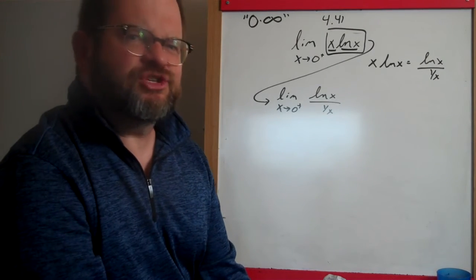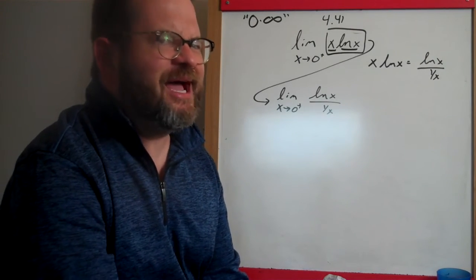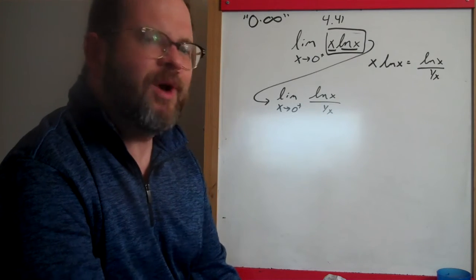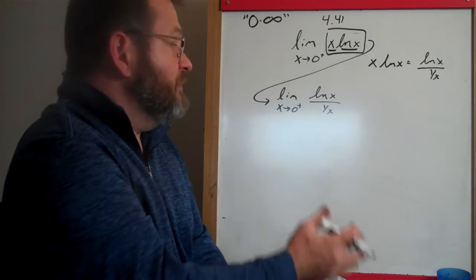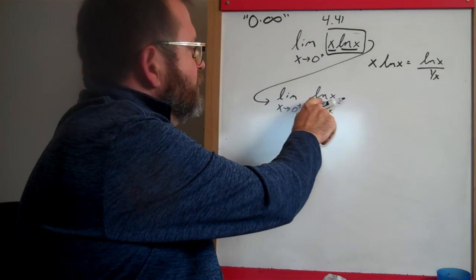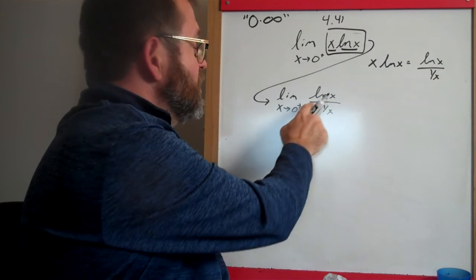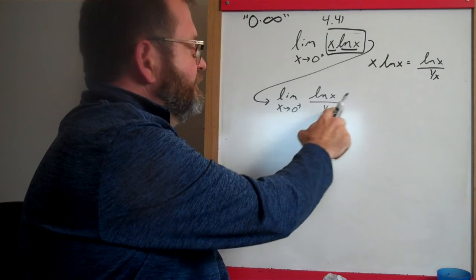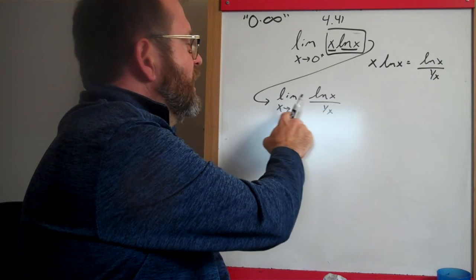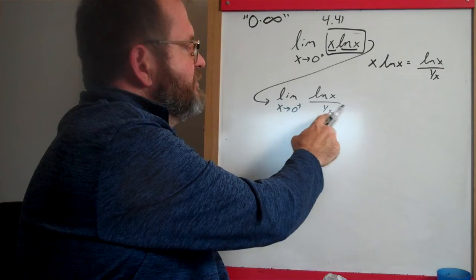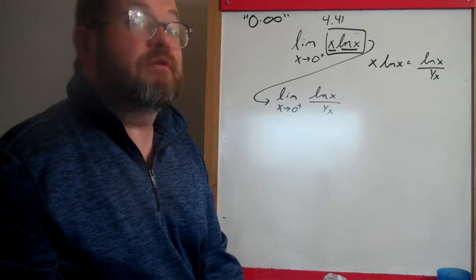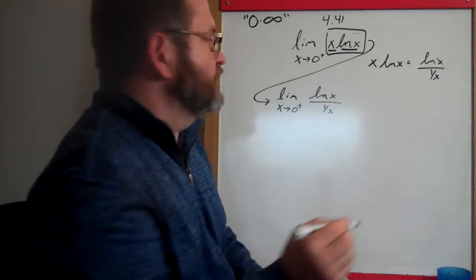Doesn't that feel a little bit like a trained dog at a dog show jumping through a hoop? Yeah, it kind of does. That's quite the little trick we just did there. But by doing it, look what we got here. If we just tried direct substitution, natural log of 0 is negative infinity. Plug in here, 1 divided by 0 is infinity. We got another infinity over infinity problem. Now, L'Hopital's rule is going to work.